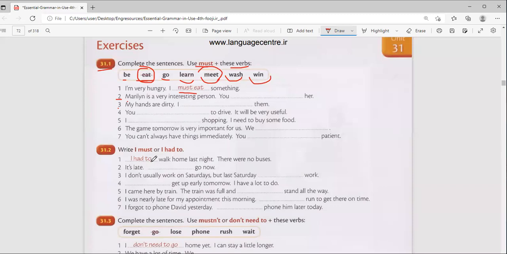I must go shopping. I need to buy some food, because there is no food in your house, so I must go shopping. Shopping is the market. Going shopping is going to buy.